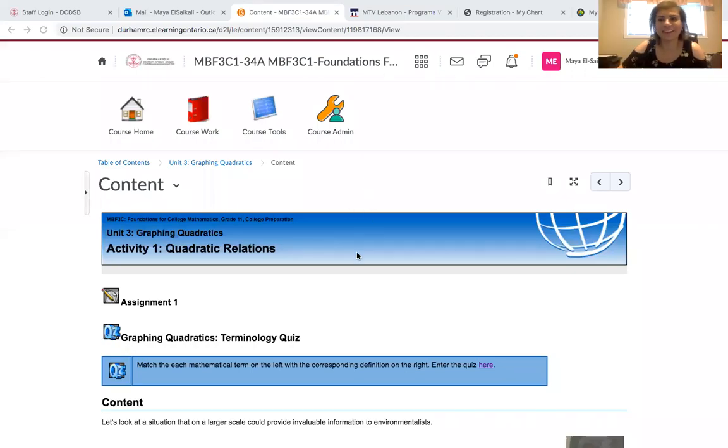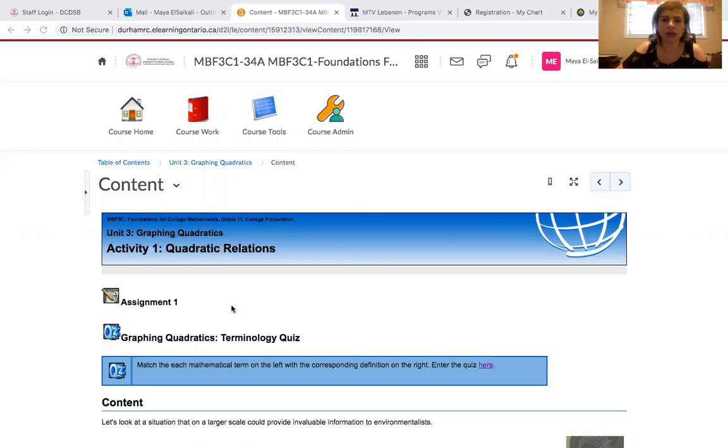Good morning. So we are starting today a new unit, which is the quadratic unit, and we're going to learn how to graph quadratics. Something you probably want to do first before you start this unit, if you don't know what the word quadratics means, is look that up. This is something that we cover in grade 10 applied.